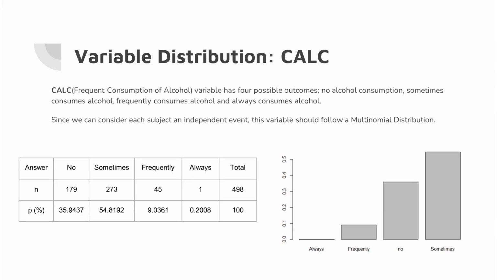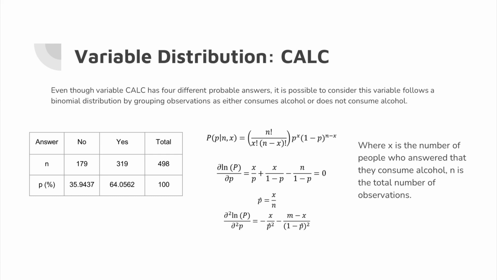Originally, the frequent consumption of alcohol variable, CALC, has four possible outcomes, which are no alcohol consumption, sometimes consumes alcohol, frequently consumes alcohol, and always consumes alcohol. And this could follow a multinomial distribution. However, even though the variable CALC has four different probable answers, it is possible to consider this variable following a binomial distribution by grouping these observations as consumes alcohol or does not consume alcohol. This way, we can follow a similar procedure as we did with the frequent consumption of high caloric foods variable.